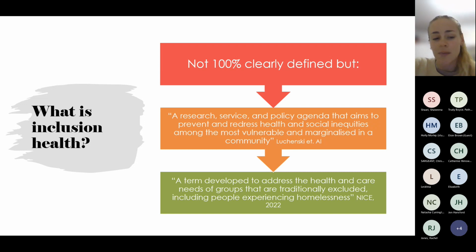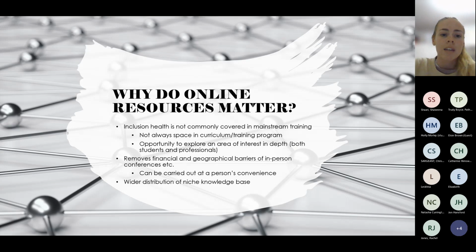And the reason I included that specifically is that that is the inclusion health group that my project addresses. But other groups like vulnerable migrants, refugees and asylum seekers, sex workers, are also typically included within the bracket of inclusion health groups.